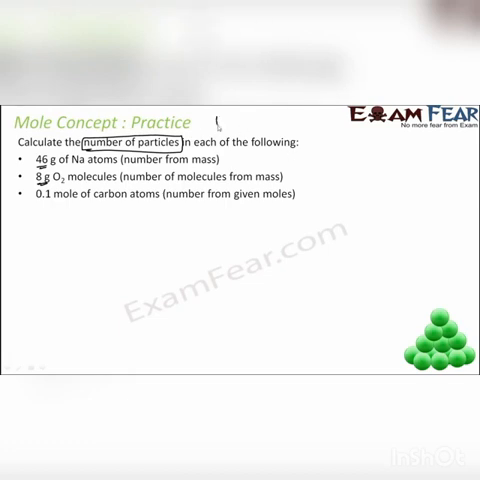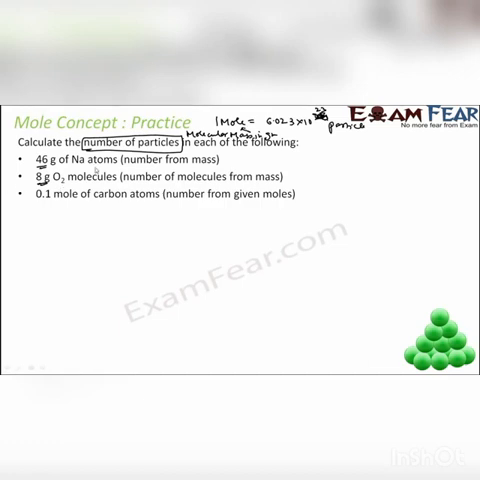So we know that 1 mole is 6.023 into 10 to the power 23 particles, for any ion, molecule, or atom, doesn't matter. Golden rule. And 1 mole is nothing but the molecular mass in grams, if you want to find the weight.